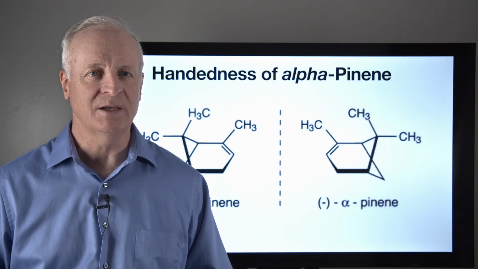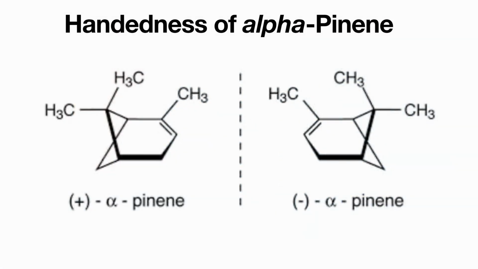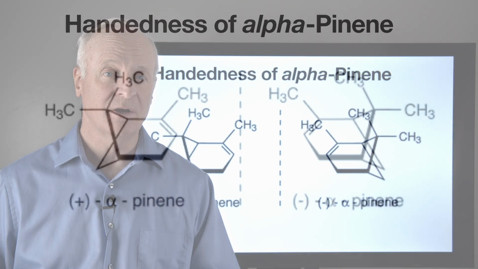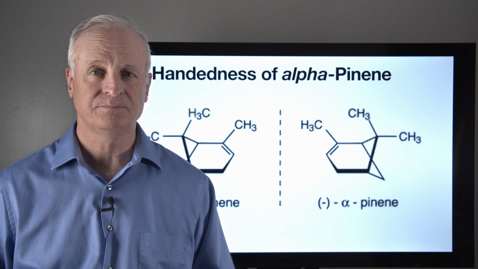Here's alpha-pinene. Imagine the mirror being the dotted line in the middle. If you look at the structure of each of these left and right-hand molecules, they will show you that they are mirror images. They're non-superimposable. They are distinct. They share a lot of properties, but they are distinctly different.